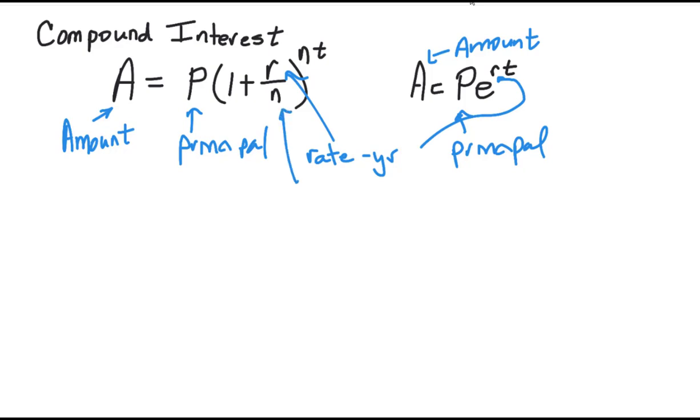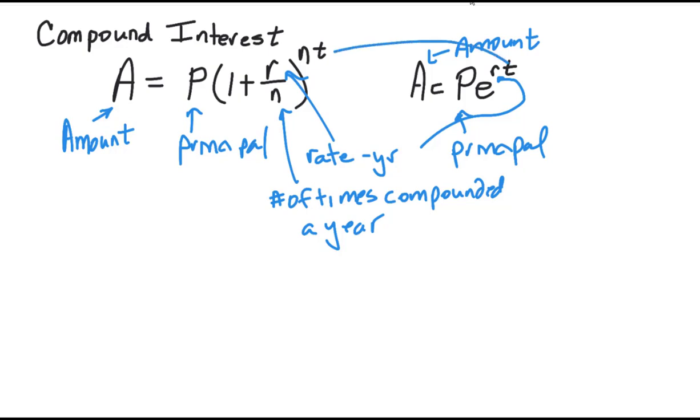N is the number of times compounded a year. And you might notice the one on the right doesn't have an N, because the one on the right is compounded continuously. And then finally, T is the time in years.